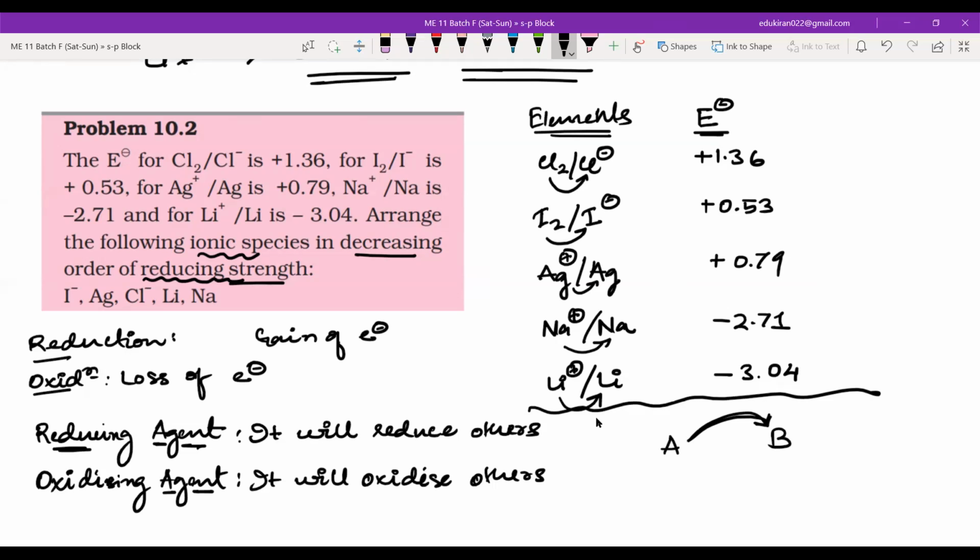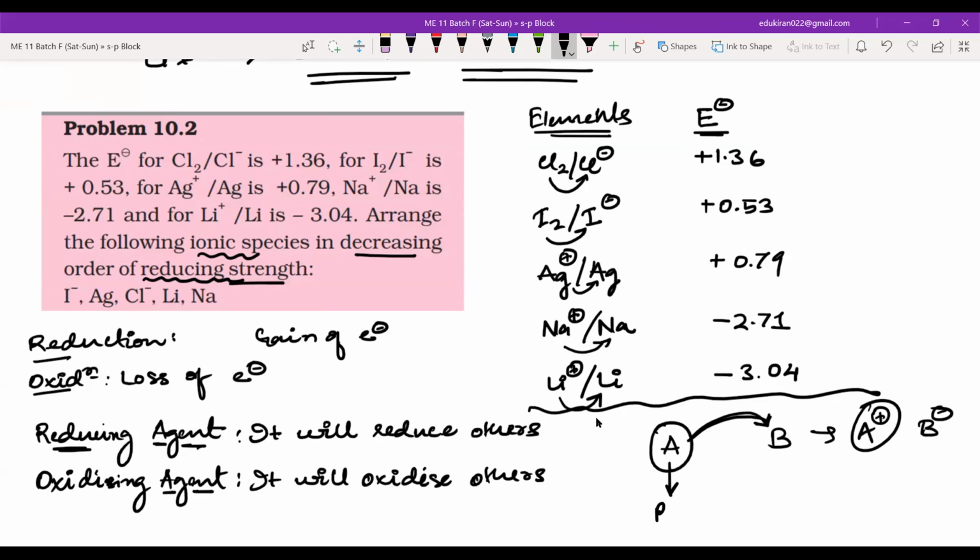Yes, sir. All of you agree? A is reducing B. A is giving electrons to B. Now, if A is giving electrons to B, then what is going to happen? A positive, B negative. Yes or no? Yes, sir.